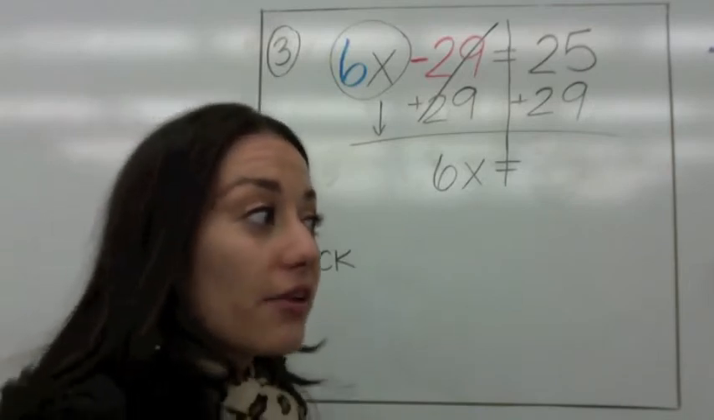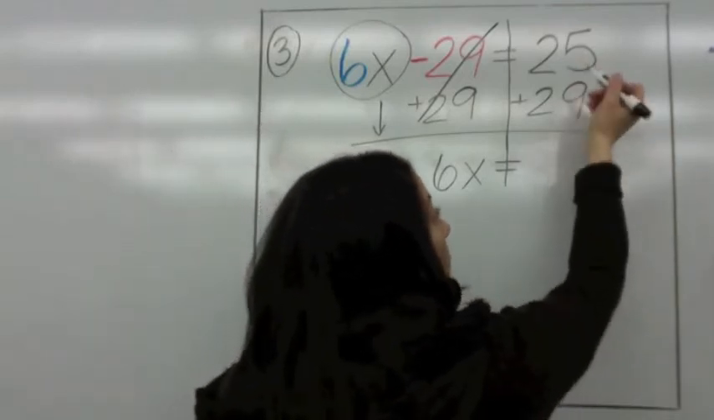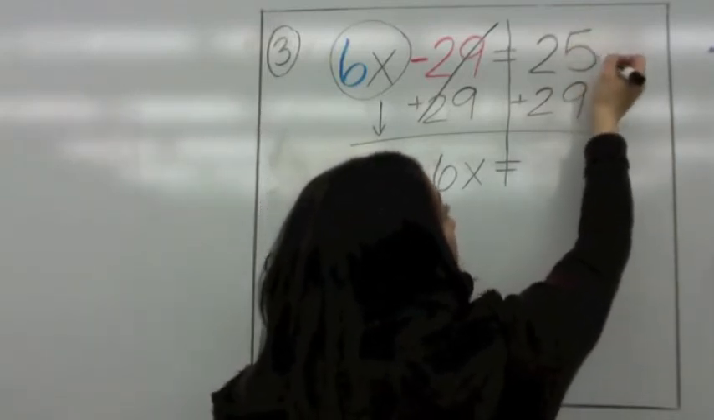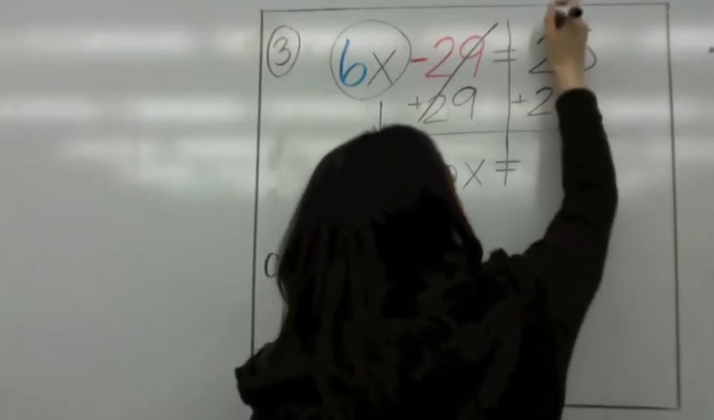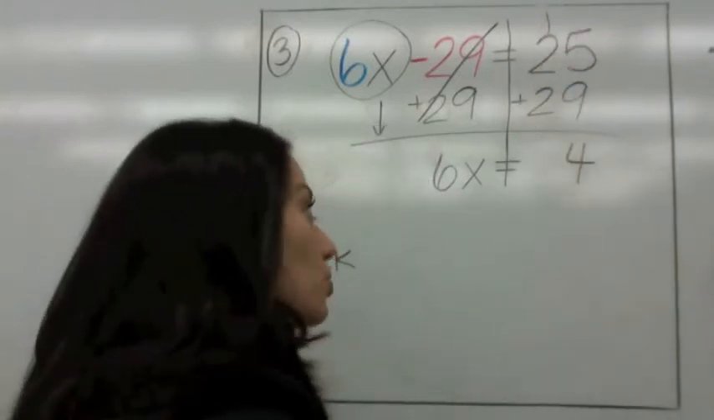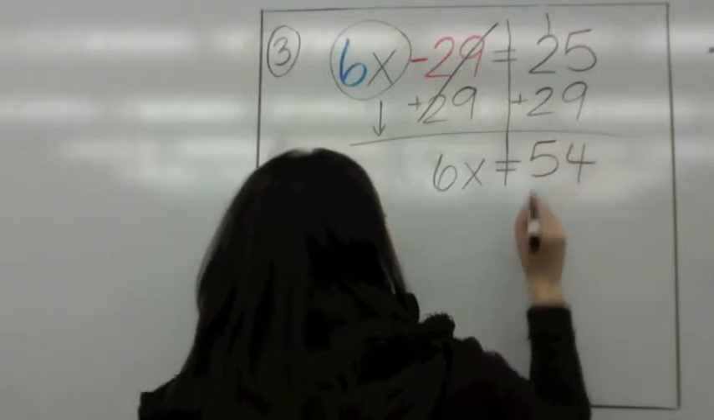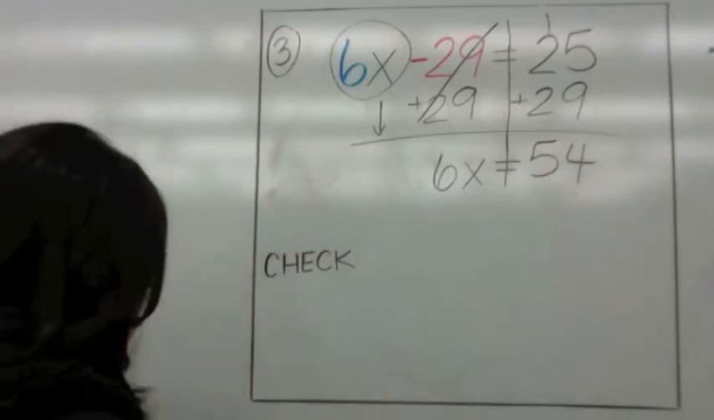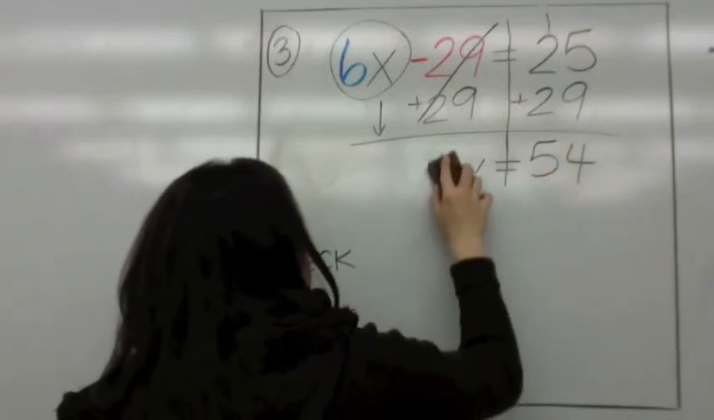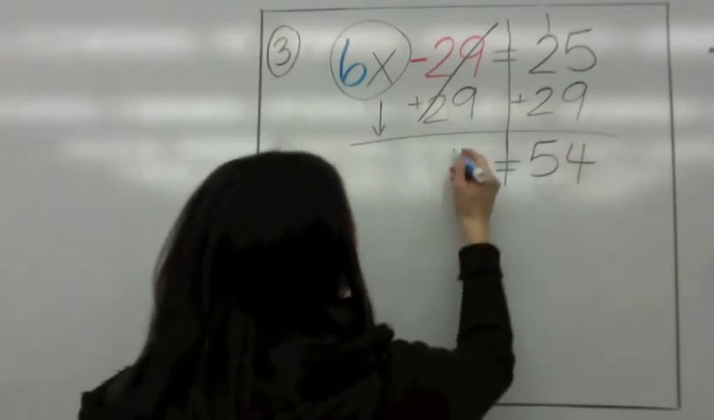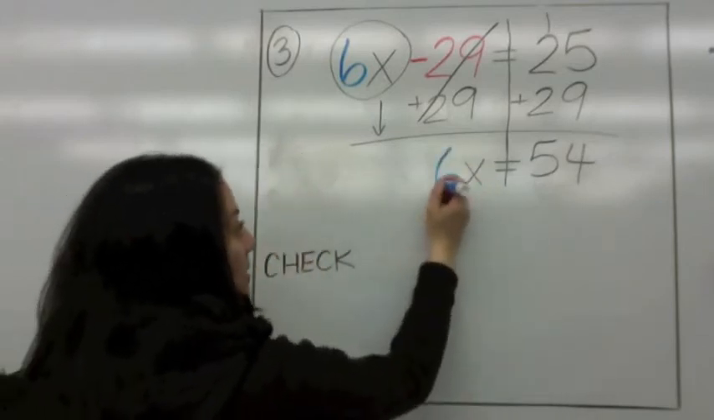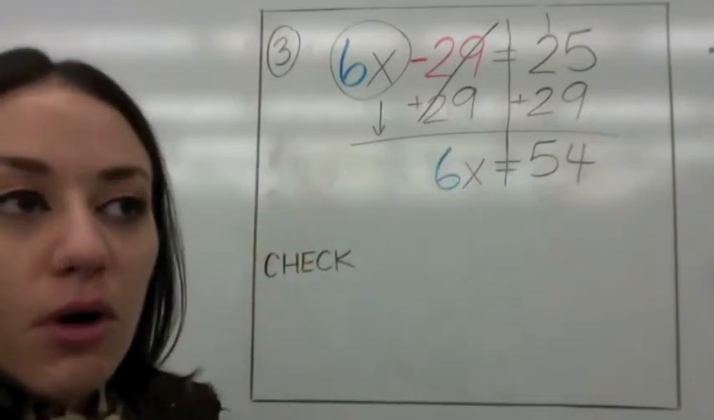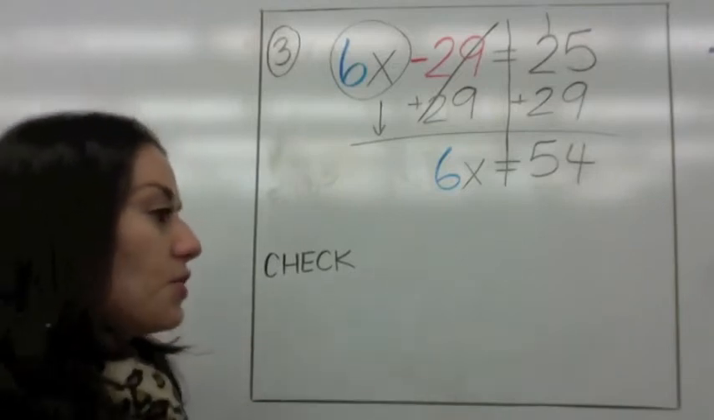25 plus 29. First we're going to do 5 plus 9: 9, 10, 11, 12, 13, 14. Carry the 1. 2 plus 2 is 4. Plus 1 is 5. Very good. All right. So again, I'm going to make the coefficient blue. What's the coefficient here? It is 6. 6x equals 54. What number times 6 gives you 54?